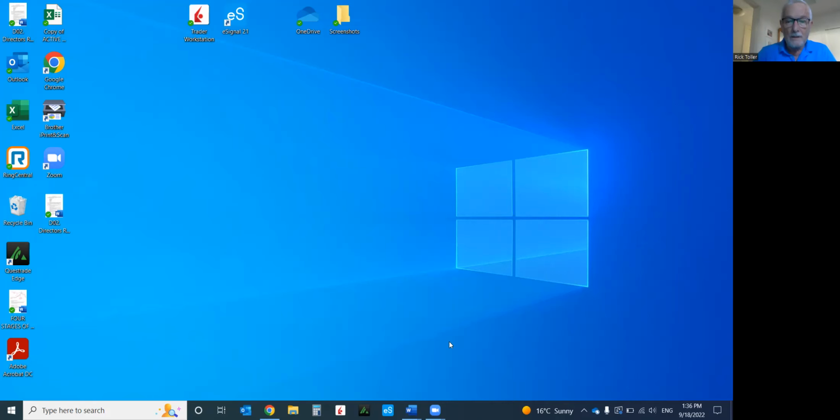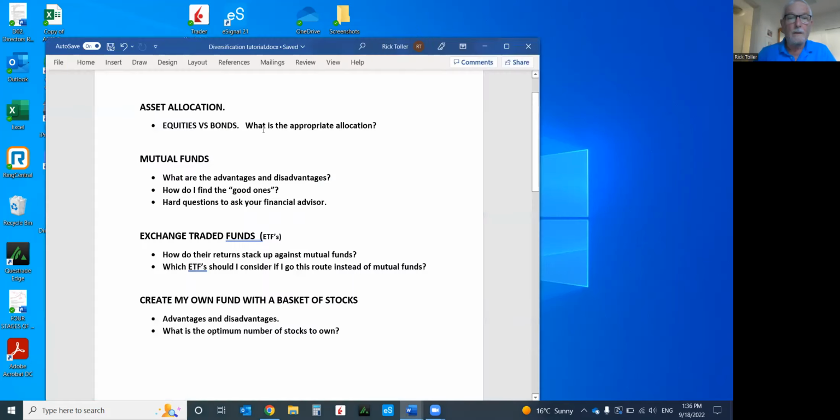But if you're not in that camp, carry on. So reviewing the agenda for this series, the first will cover asset allocation, a discussion of equities versus bonds and what's the appropriate allocation. I have some strong viewpoints on this, which are probably not consistent with most financial advisors, but we'll go into that in more detail. The second will be mutual funds. What are the advantages and disadvantages? There are some really good ones. How do I find those good ones? And when do I use mutual funds in my portfolio?